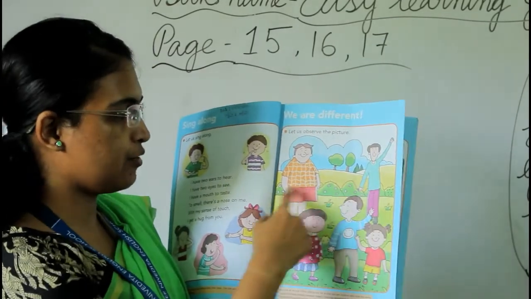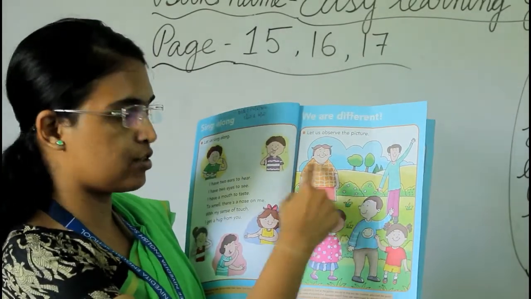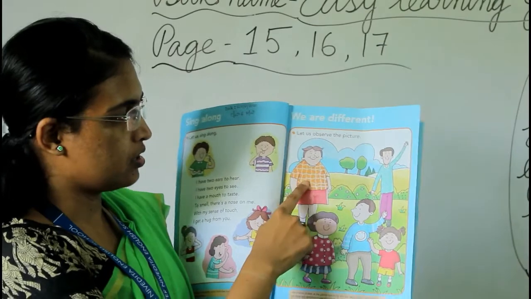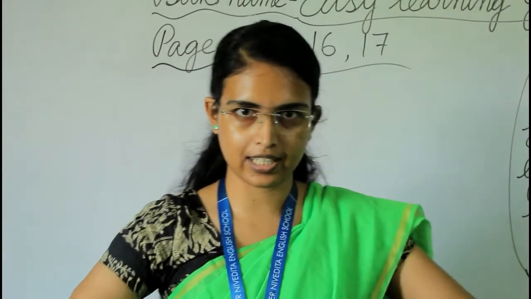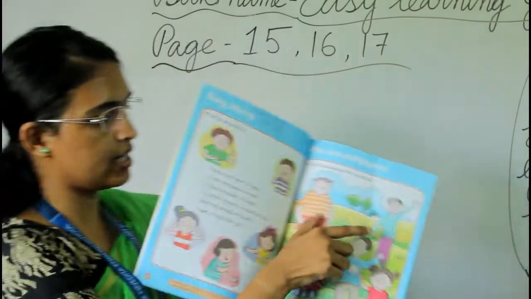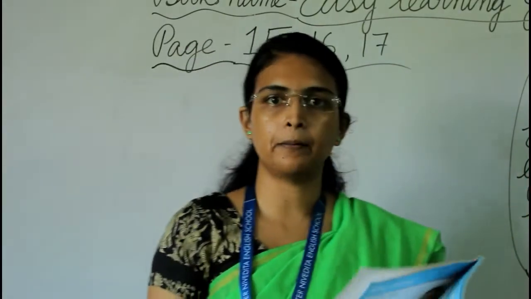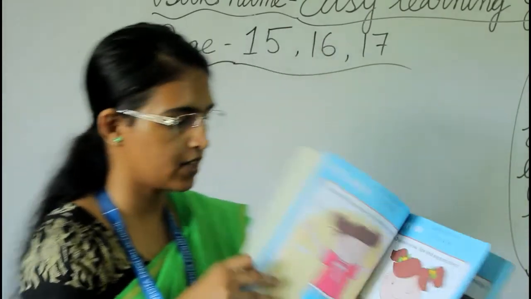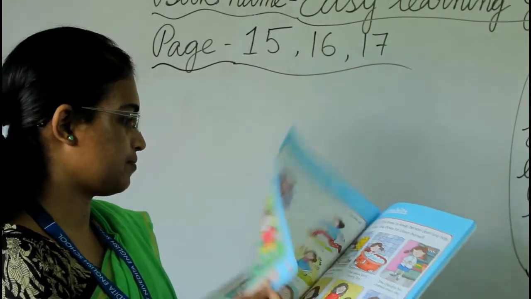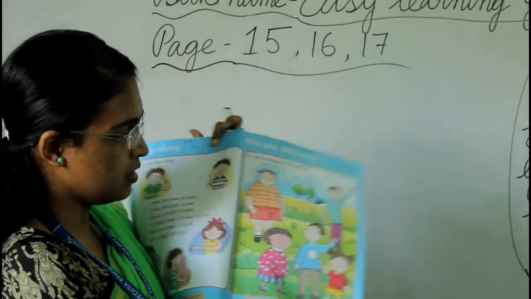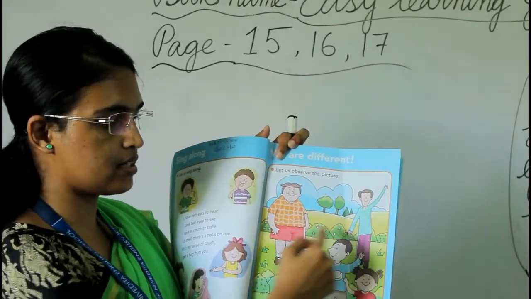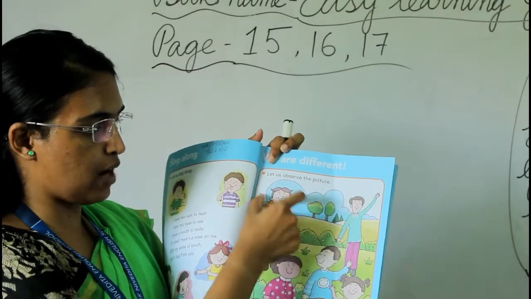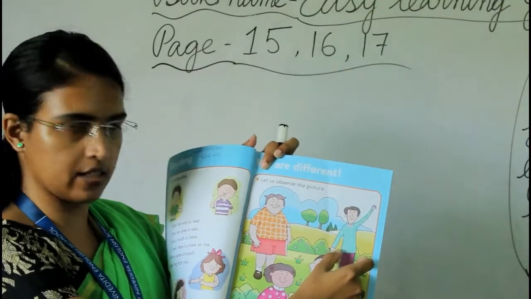Now, can you see the differences in these 3 boys? Look, this one is fat, right? Fat means mota, like this, fat. And this one is thin. Thin means patla. Okay? This one is fat, this one is thin. So, what is the difference between these 2 boys? One boy is fat, another one is thin.